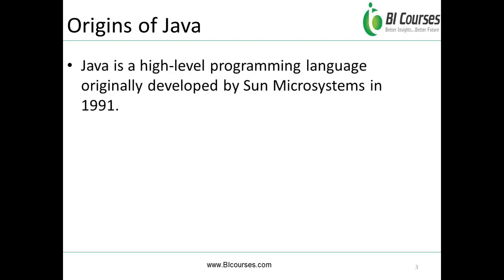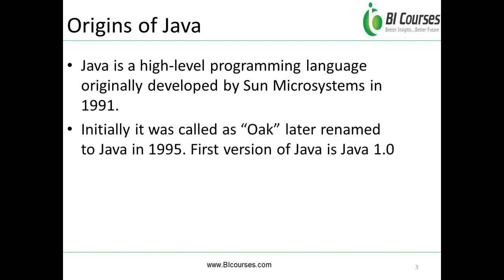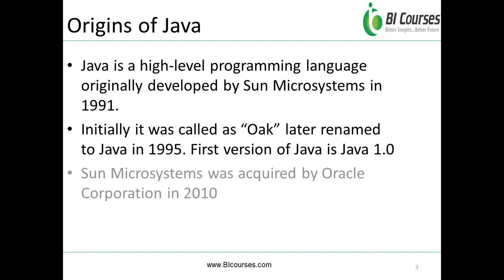Origins of Java. Java is a high-level programming language originally developed by Sun Microsystems in 1991. Initially, it was called Oak, later renamed to Java in 1995. First version of Java is Java 1.0. Sun Microsystems was acquired by Oracle Corporation in 2010. Over time, new enhanced versions of Java have been released. The current version of Java is Java 1.8, which is also known as Java 8.